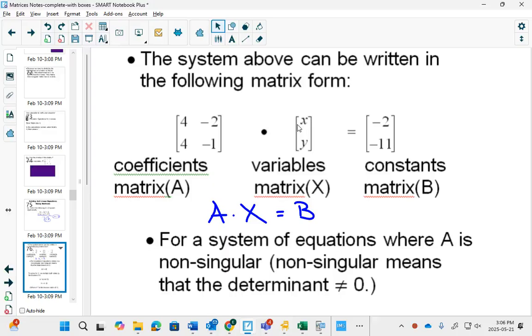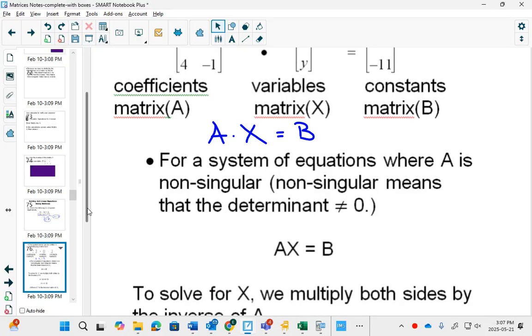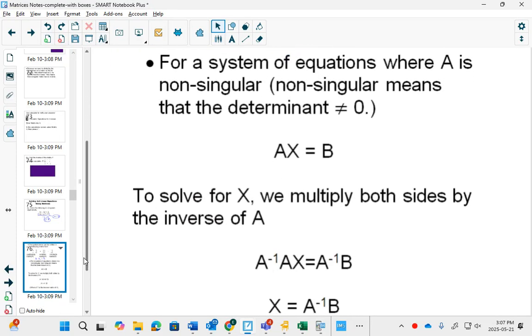What I want to do is find out what x and y are. Here's the idea. If I can find an inverse of A, I could multiply the front by A inverse. Because A inverse times A will be the identity, and the identity times anything, no matter what its size is, will just be what it is.